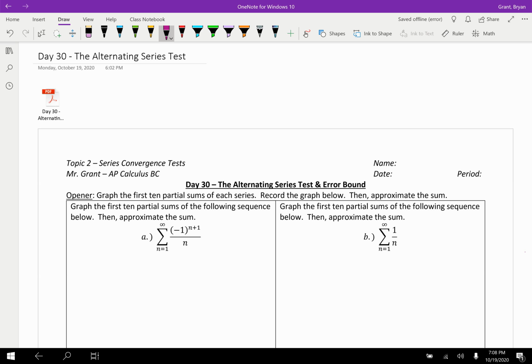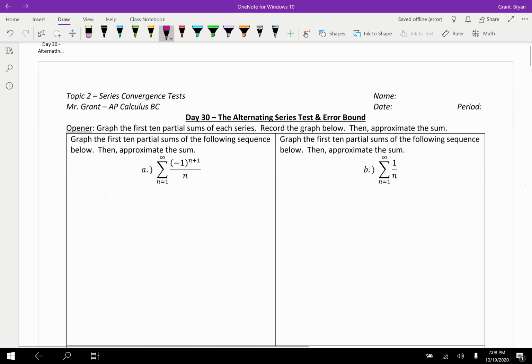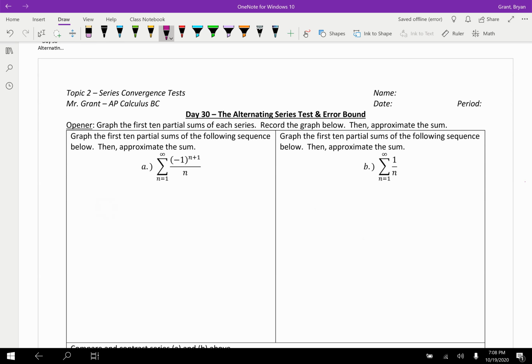Welcome back to your AP Calculus BC Topic 2 Series Convergence Tests unit. This is our second to last lesson in this unit. We are on our very last test as well.